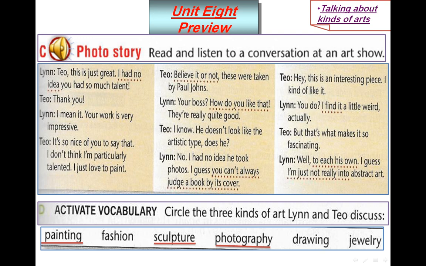Believe it or not. What does this verb, believe, mean? Guys, when I say believe, يصدق. So when I say to somebody at the start of my speech, believe it or not, it's like what we say in Arabic, صدق أو لا تصدق.